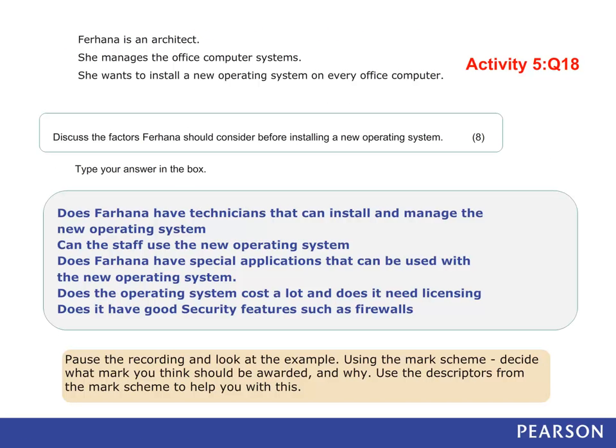Activity 5, Question 18. This is the last question on the paper. It provides the opportunity for learners to demonstrate deeper understanding of parts of the specification and to access 8 marks. Look at the learner response for Question 18. Using the mark scheme, what mark would you award for this question? Pause the recording and look at the example. Using the mark scheme, decide what mark you think should be awarded and why.